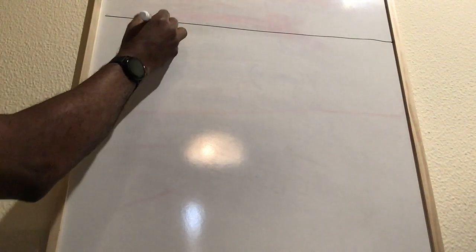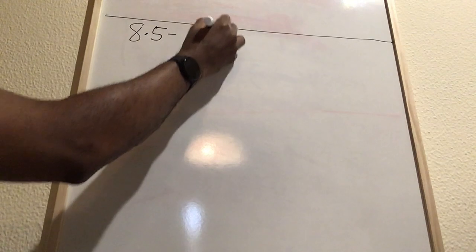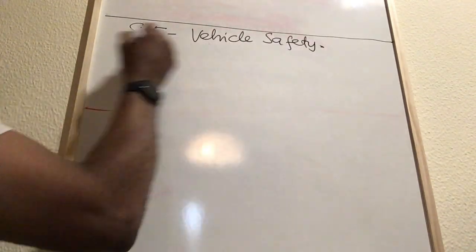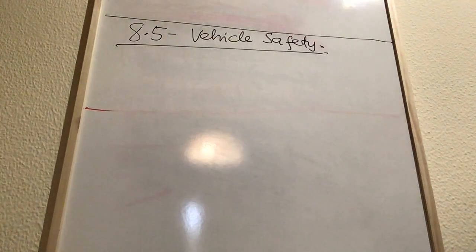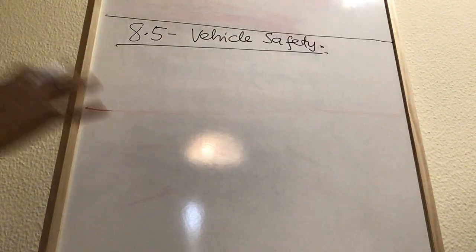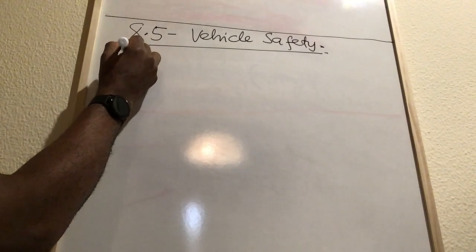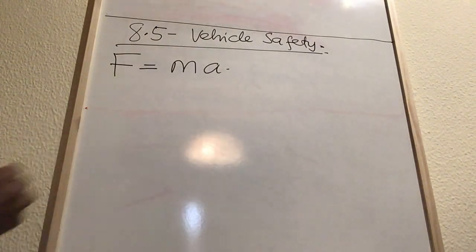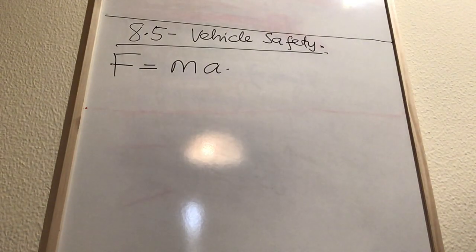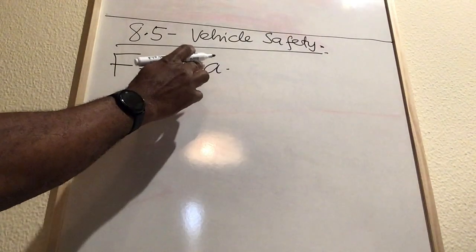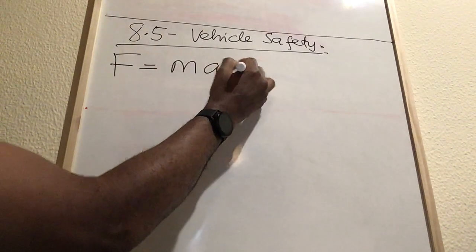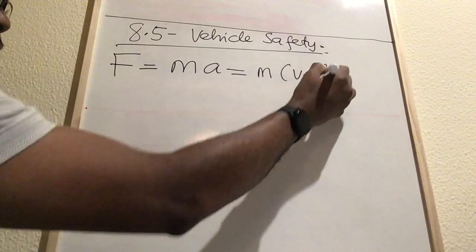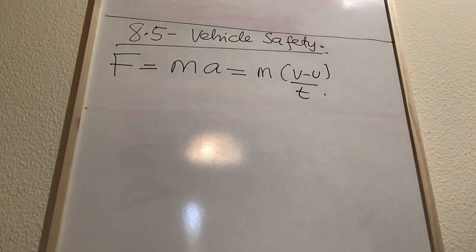Okay, 8.5 is about vehicle safety. Now, the best way to approach this is to recall our understanding of Newton's second law, which is F equals ma. And if you remember from our SUVAT, that acceleration itself is also (v minus u) over time.